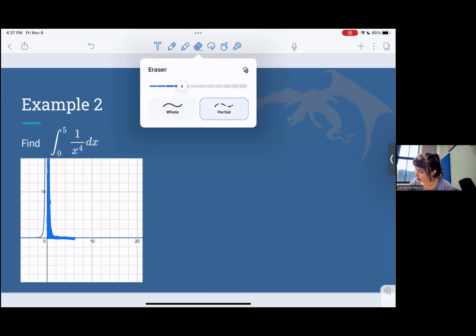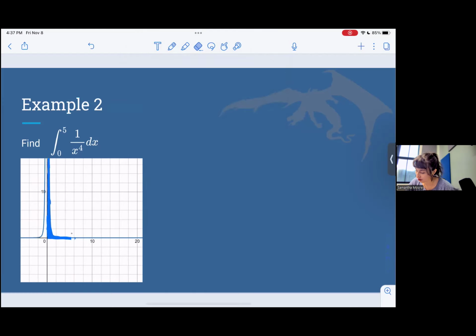I overshot it a little, but yeah, that region. Okay. So the thing about this that's making it improper is the side where x is 0. So that's going to be the piece that I replaced by a limit. So I should take the limit as a goes to 0 from the right, a to 5, 1/x to the 4th dx.